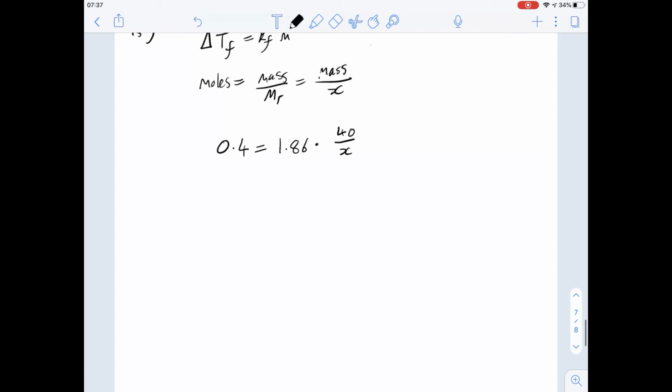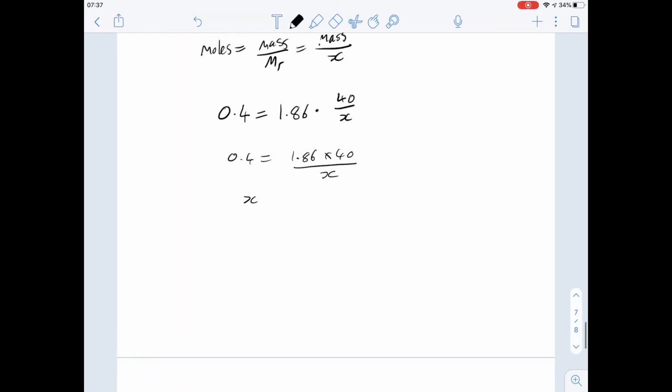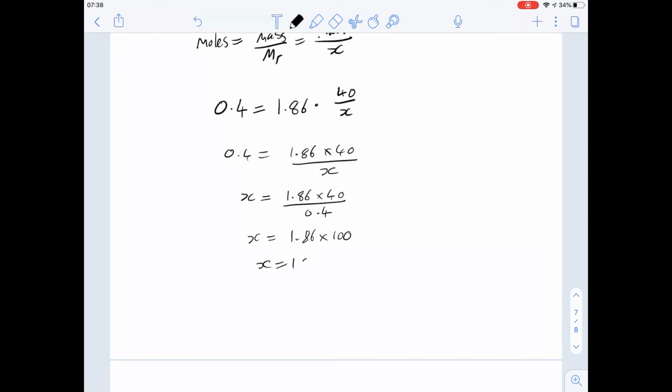We've got an expression here, which is 0.4 equals 1.86 times 40 over X. I think this is the easiest way of saying it. So then we can rewrite this and say that X is going to be 1.86 times 40 over 0.4. If we divide both the top and the bottom of the fraction by 0.4, we get 1.86 multiplied by 100 equals X, and that gives us an answer of 186, and that is answer D.